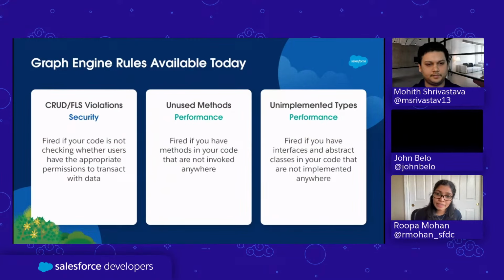There is also the unimplemented types rule. This can identify interfaces and abstract classes when they don't have any implementation. So let's say you define an abstract class, but it's not really implemented anywhere. That's still dead code. Maybe it can be included at a later point.